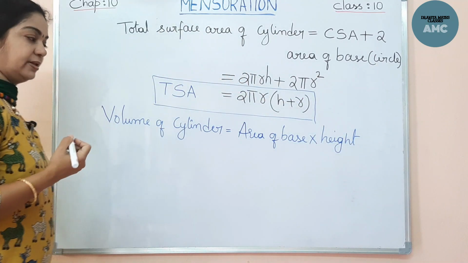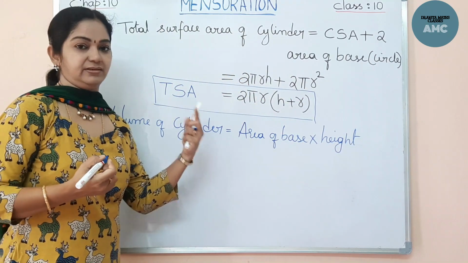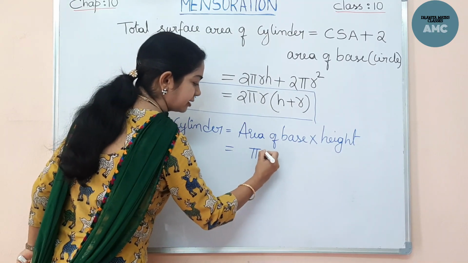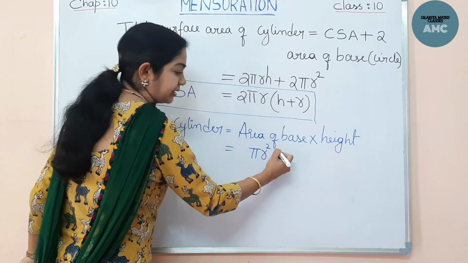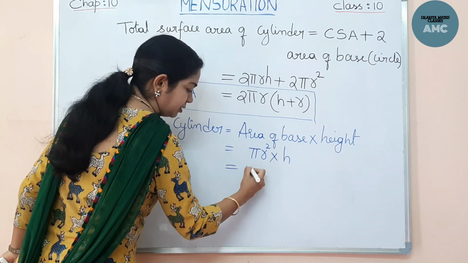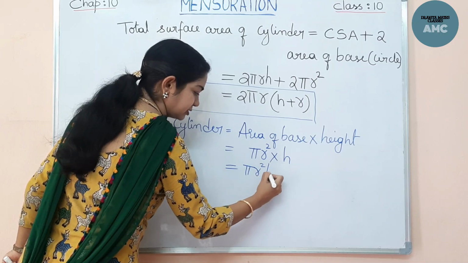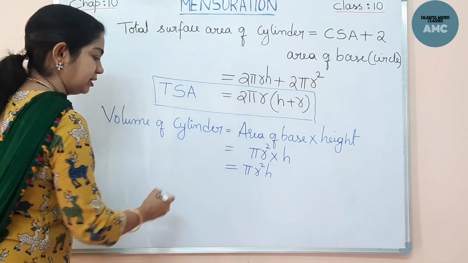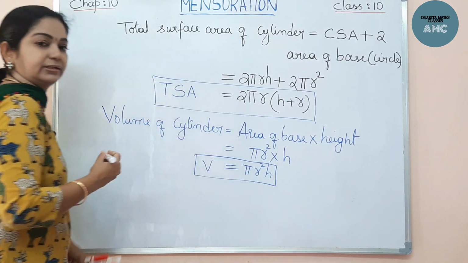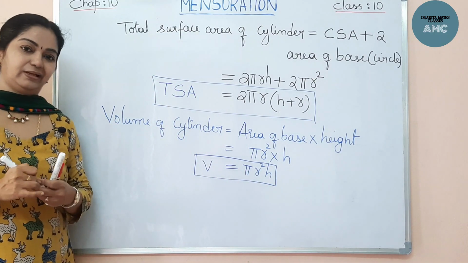Right. Now the area of the base, here the base is a circle, so it is pi r square. The base is a circle, so pi r square is the area, times h. So this comes to pi r square h. Right. This is the volume of the right circular cylinder. Now pause the video and quickly note it down.